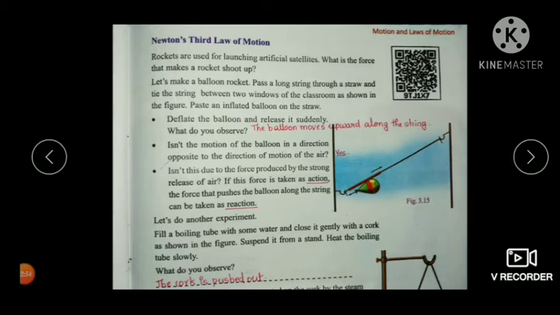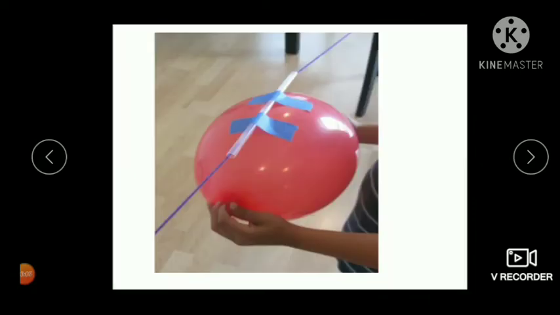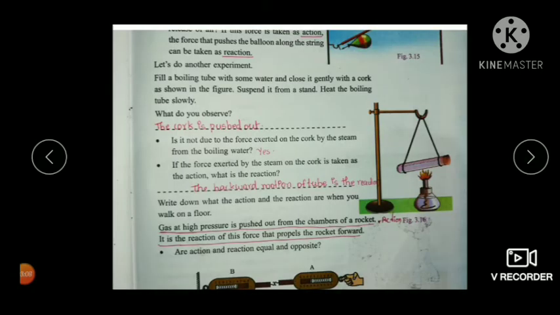One more activity. Fill a boiling tube with some water and close it gently with a cork as shown in the figure. Suspend it from a stand. Heat the boiling tube slowly. So here we take a boiling tube, put a little water in it, and close it with a cork. Then heat this boiling tube.